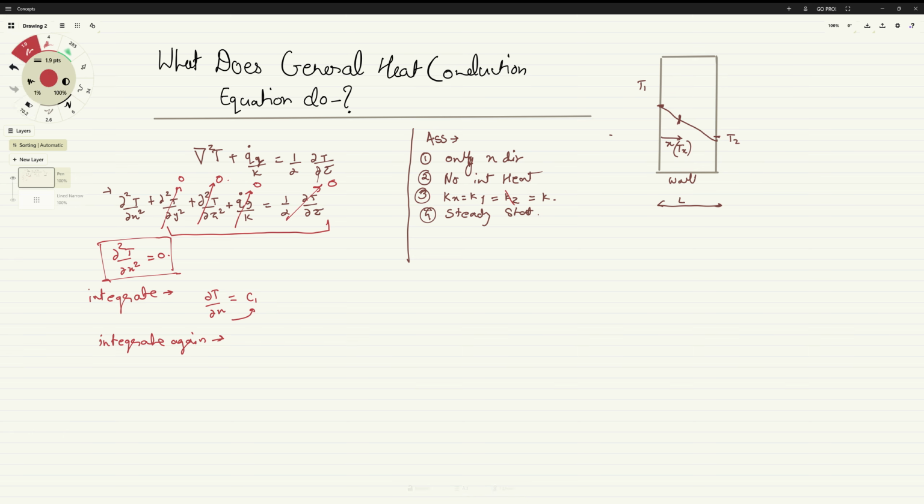Let me write this new equation as well: ∂T equals C1 ∂x. Now after integrating this, we'll get T equals C1 x plus C2. C2 is a new constant. This is the new equation that we got.